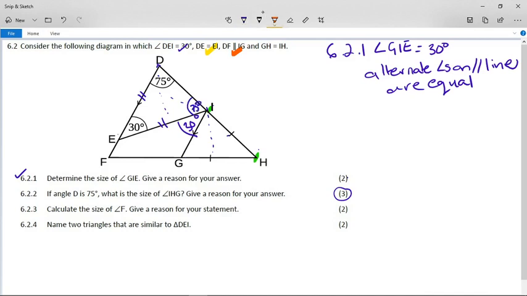Now, can you see there is a straight line here down the side of this triangle? If this is a straight line, and this is 75 over here, and this is 30, we can work out what this angle is. Do you agree? So 75 plus 30 is 105, so this angle must be 75 degrees. Because 75 plus 30 is 105, plus another 75 will make 180, and angles on a straight line add up to 180. So that gives us this angle.